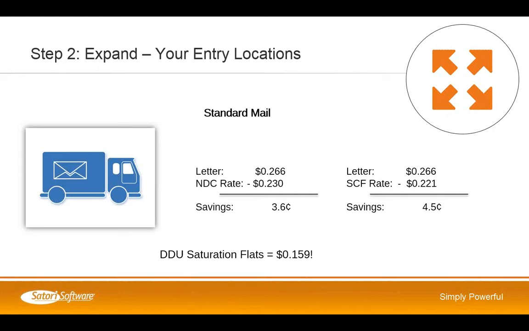But if I also have a bunch of mail that I'm going to be sending to, say, San Francisco, there's another SCF in San Francisco. So if I take a truck and ship it down, then I can get a discount on my mail that's going to San Francisco as well. That's called drop shipping. There's a whole section in the discounts area of the mail sort wizard that allows you to select which facilities you want to deposit at, and those are the locations where you're going to get those discounts.